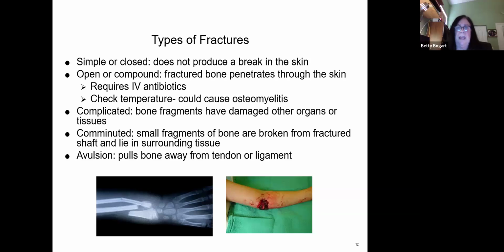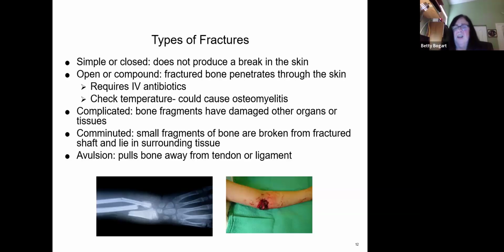We have something called complicated. I think of the rib fractures that go into the lungs and penetrate the lungs and cause pneumothorax. Complicated, I think that's the one I like to use there. Comminuted: they break the bones and they splinter. So they've got all these pieces in the skin and they're extremely painful.